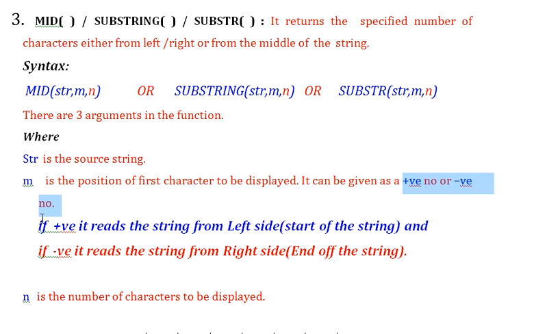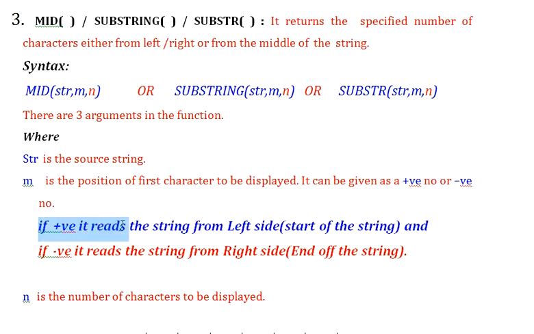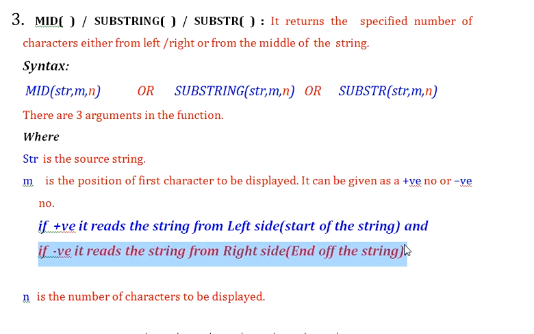The difference between the two is, if it is positive, it reads the string from the left side, which means it works similar to the left function. But if the number is negative, it starts reading the data from the right side of the string, which means it works similar to the right function of MySQL. So depending upon the second argument, the data of your string can be read from the left, from the right, or from the middle.